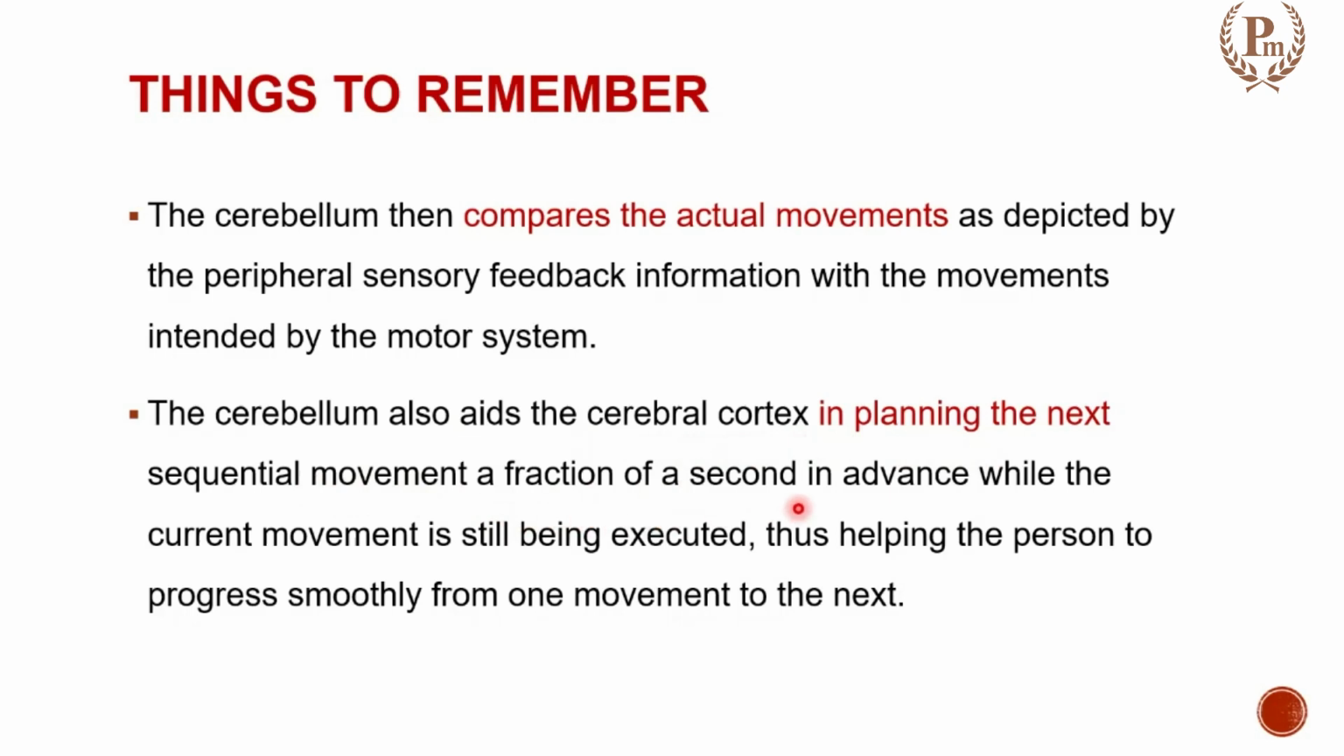A fraction of a second in advance. This is where I told you. It knows what will be the future position, what should be the future position of your body. That's why it helps in rapid types of movements. While you are in a current movement, it plans this future movement and sends a copy of that to the cerebellar cortex, thus helping the person to progress smoothly from one movement to the next.